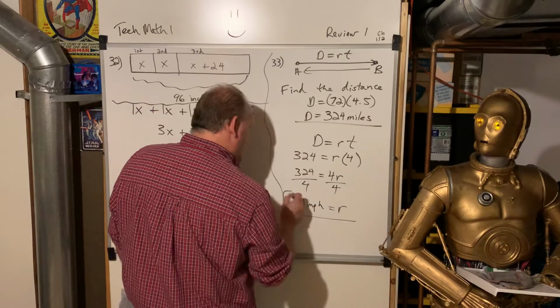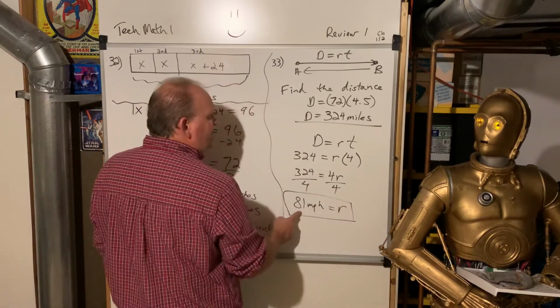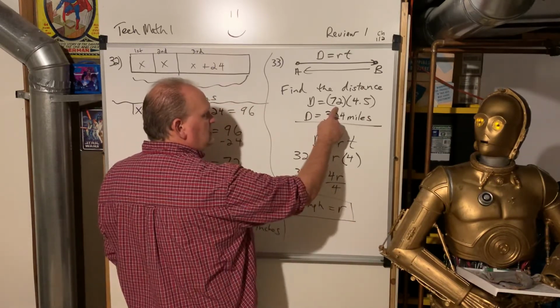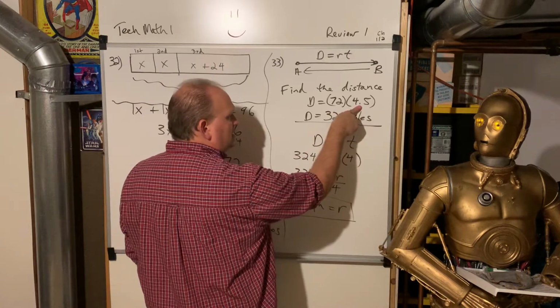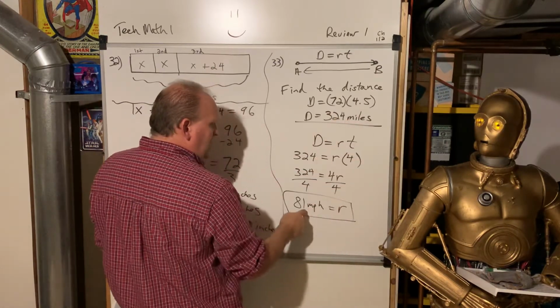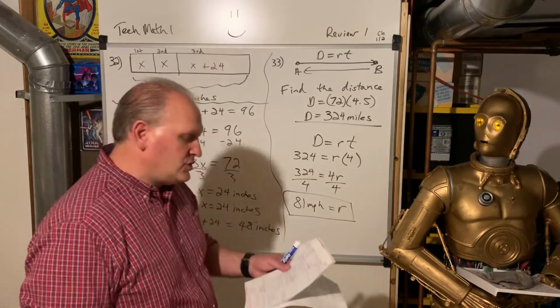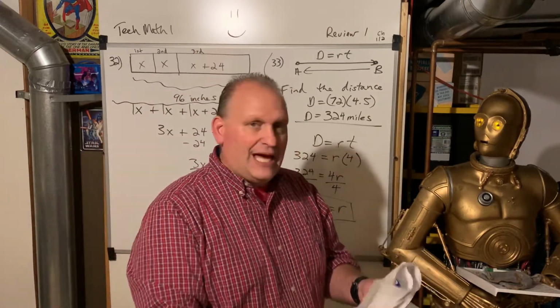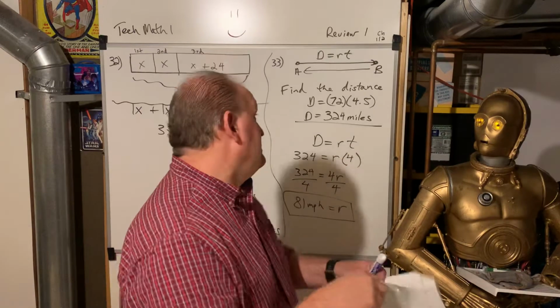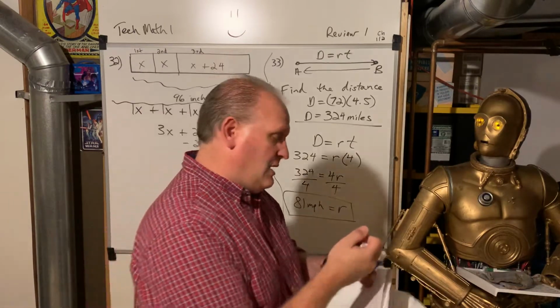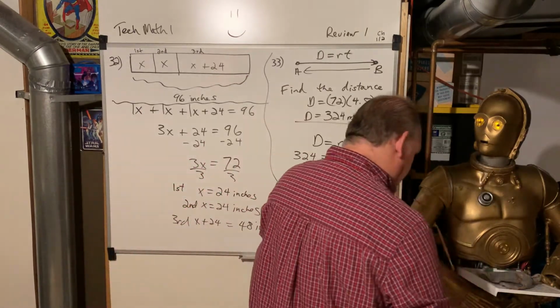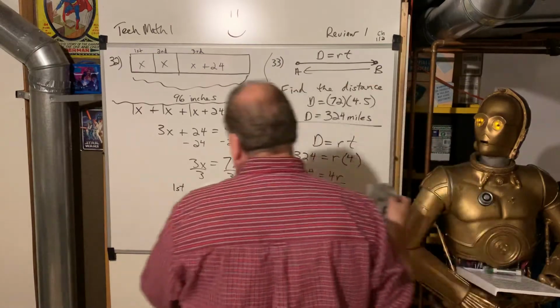which does make sense. It would have to be faster than 72, because at 72 miles per hour it took 4.5 hours. So at 81, it'll only take 4 hours. So we should have known going into that problem that the speed was going to be faster than 72. I didn't know how much faster, but we knew it was going to be faster.